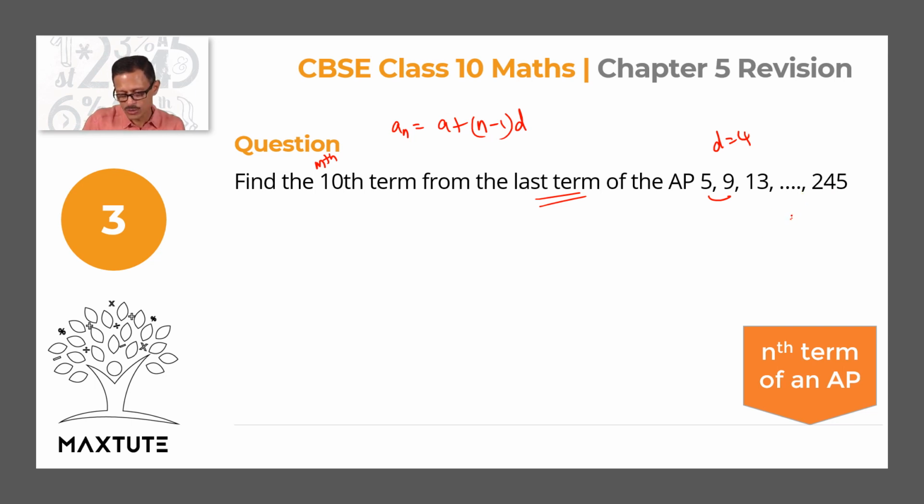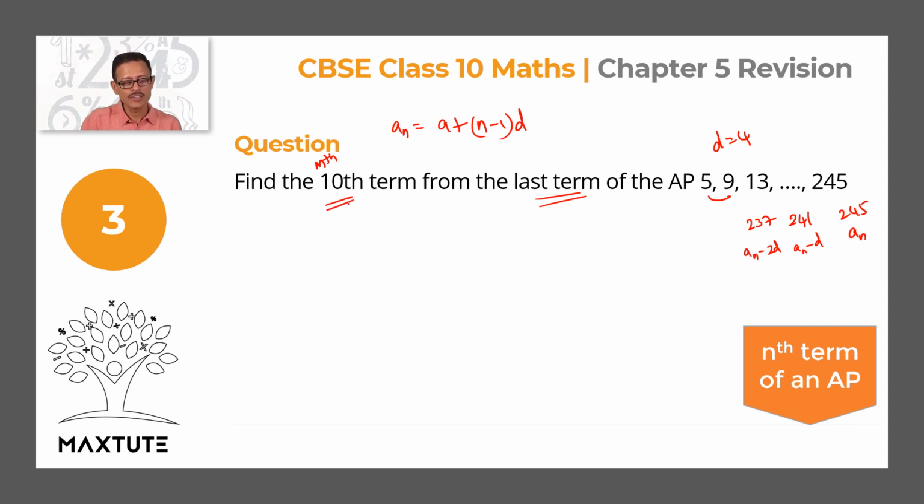So I'm going to write down the term before that. This is 241. The term before that is going to be 237. Let's stop here. So the last term, we'll call it an, that is 245. The second last term is going to be one common difference less, an minus d. The third last term is equal to the last term minus two common differences.